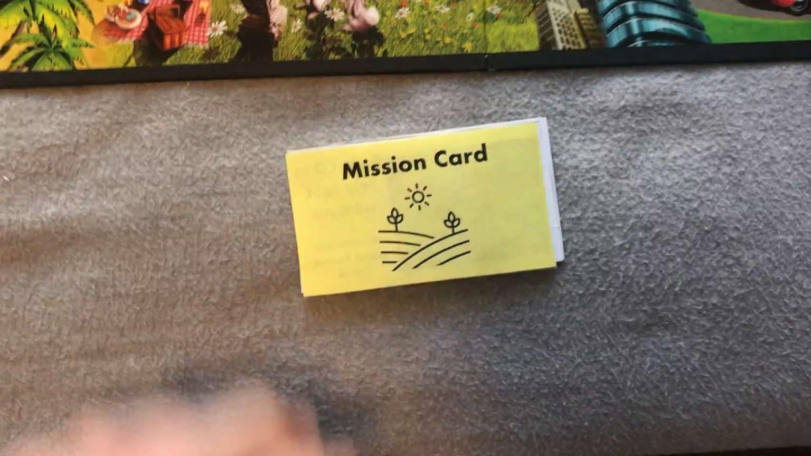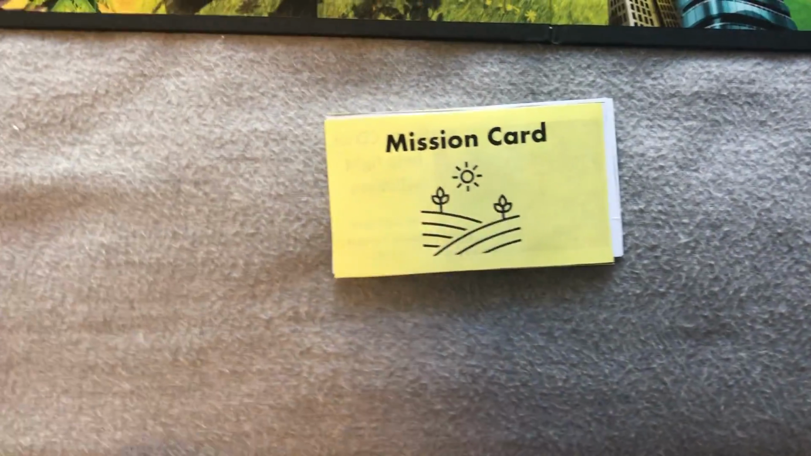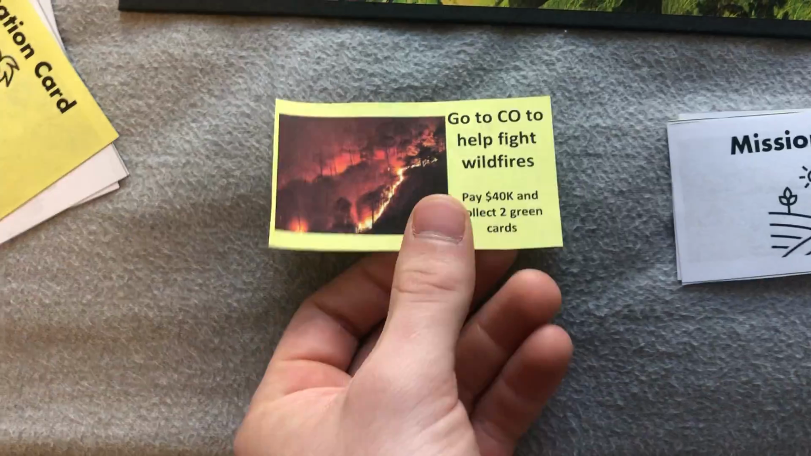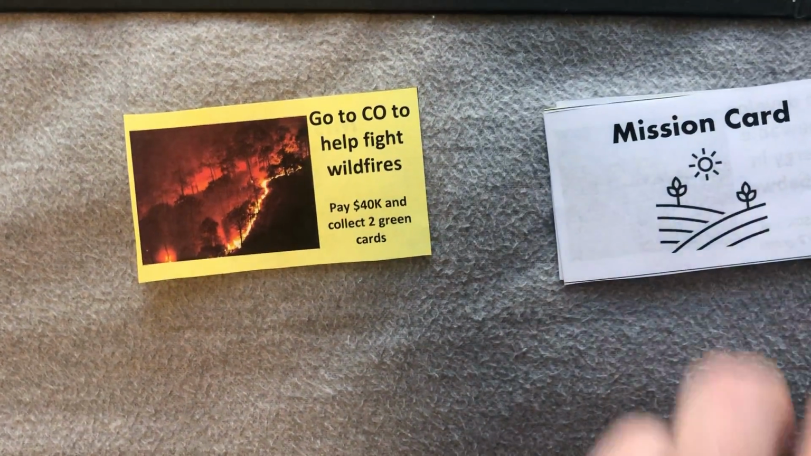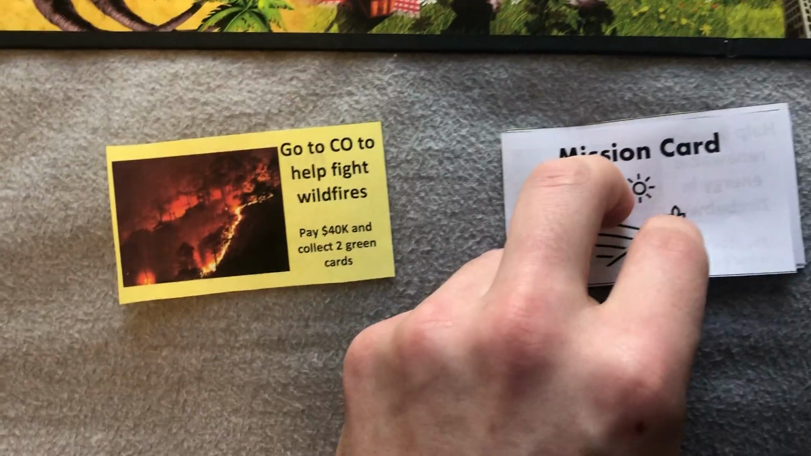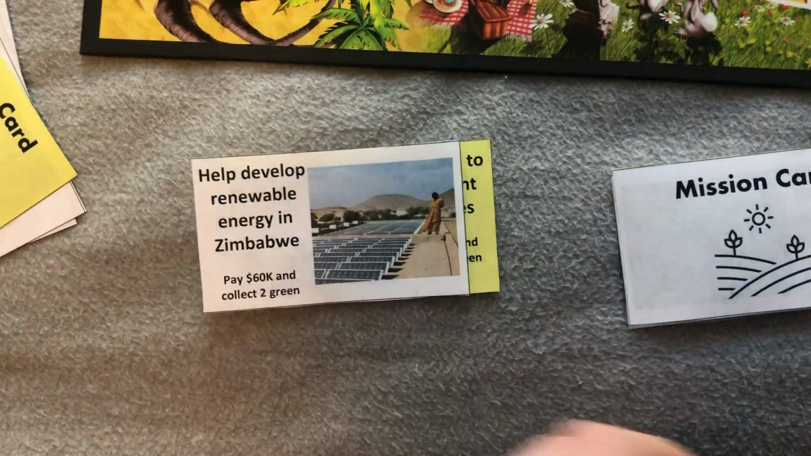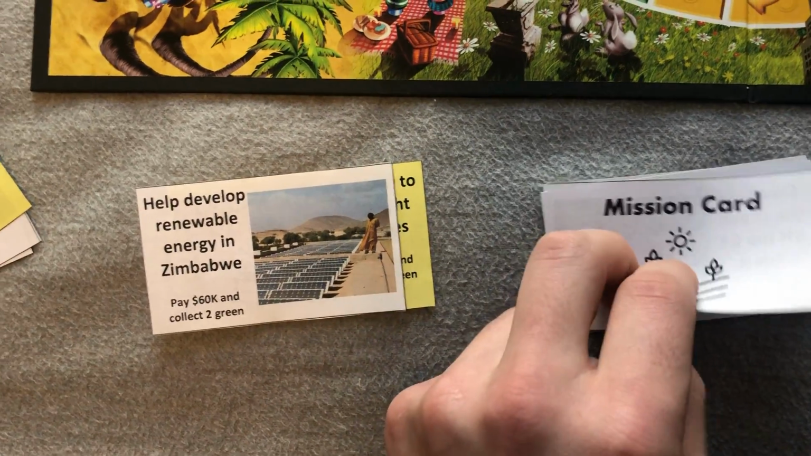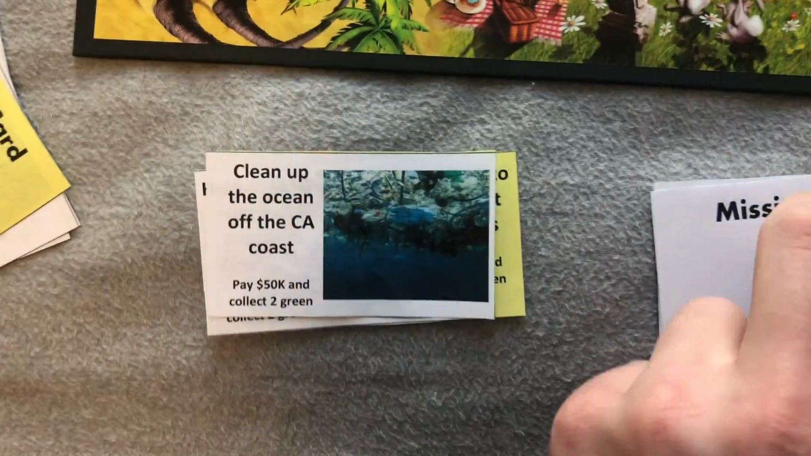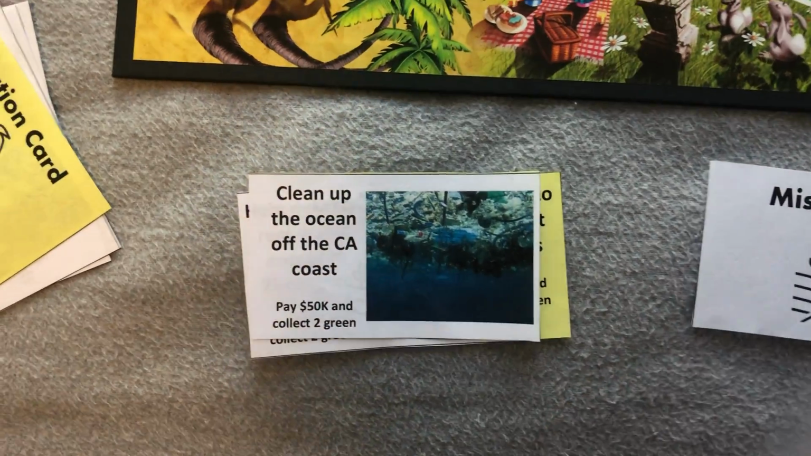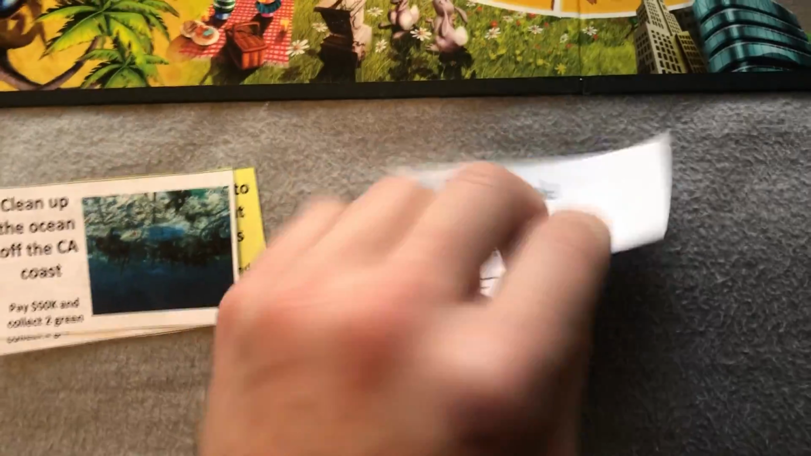And then for the mission cards, once again, it's an environmental mission that you're going on. So these ones are pretty cool. Go to Colorado to help fight these wildfires. So you're paying money, but you're collecting these 2 green cards for doing these good things. Help develop renewable energy in Zimbabwe. Clean up the ocean off the California coast. It's disgusting. And then a couple just extra cards. So those would be the vacation and mission aspects of it.